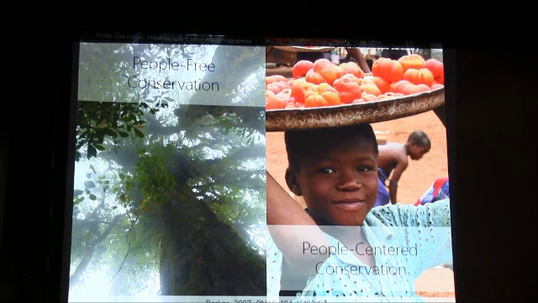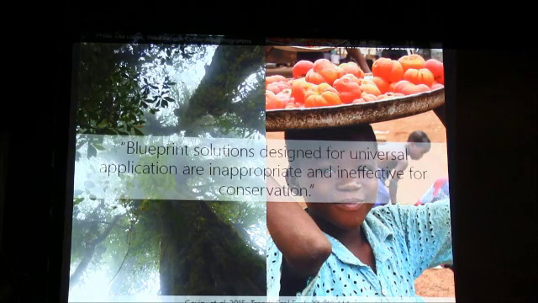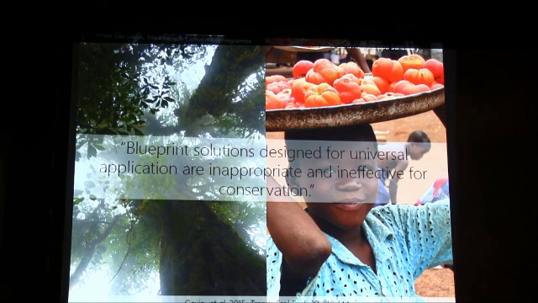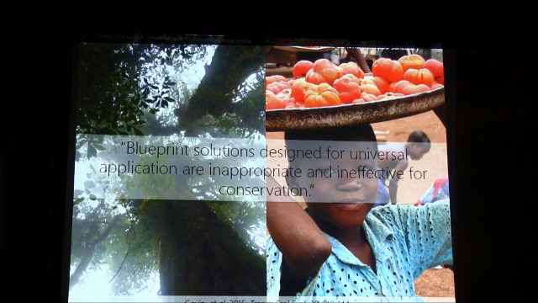So both of these approaches are pretty common in the literature today, but they threaten to become blueprint solutions that are applied, either setting aside land without people or working solely with communities at the grassroots level. And blueprint solutions, no matter what they are, aren't successful for conservation. Each case is so specific, conditioned by local cultures, local ecosystems, local biodiversity, and we really need to be able to modify approaches to create case-specific approaches to developing sustainable conservation initiatives.